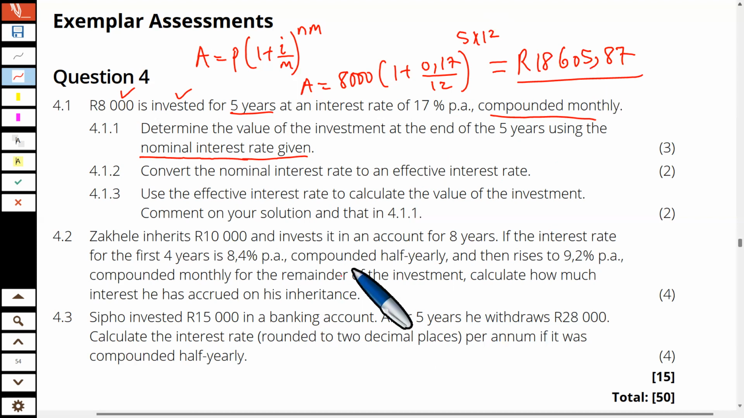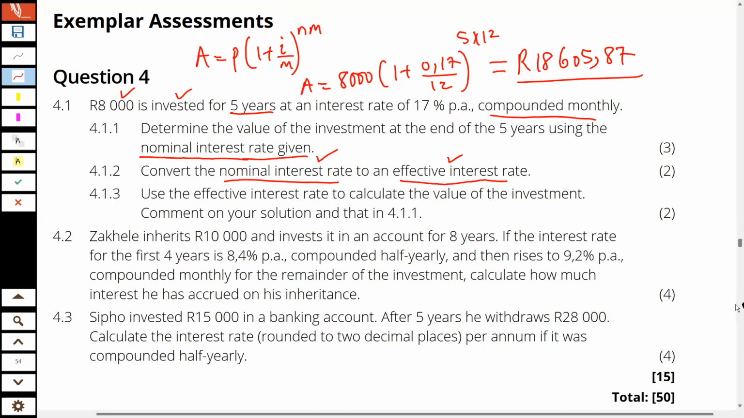Okay, convert the nominal interest rate to an effective interest rate. So as part of our finance learning, we must be able to convert the nominal interest rate to the effective interest rate. How do we convert that one? So we use a formula. What formula do we use? We use this formula here.